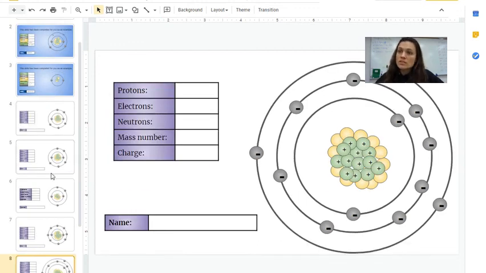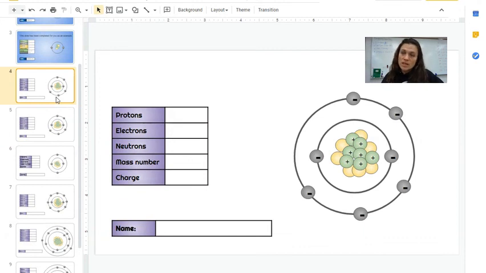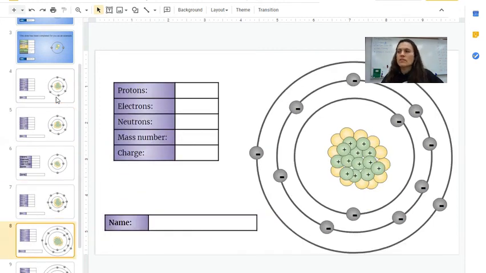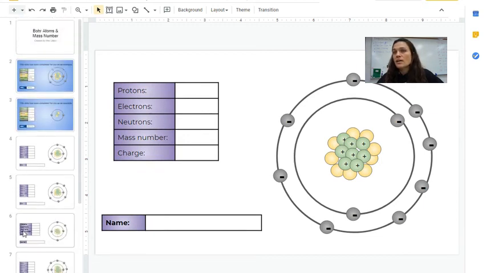So you're going to do these today. The goal is to do half of them today, maybe a little more than half of them, and then the rest of them the next day, and then turn it in when you are done. Let me know if you have any questions. I'll be around on the Meet.